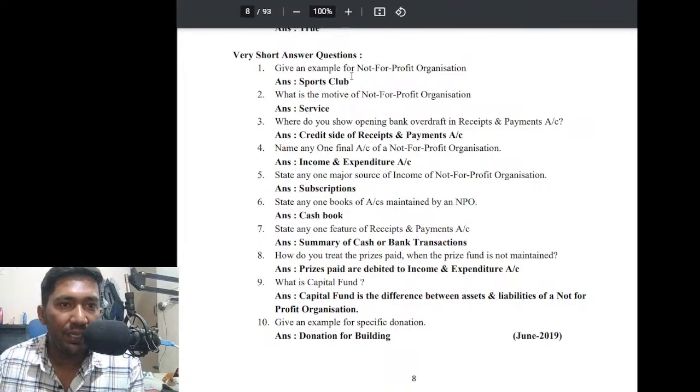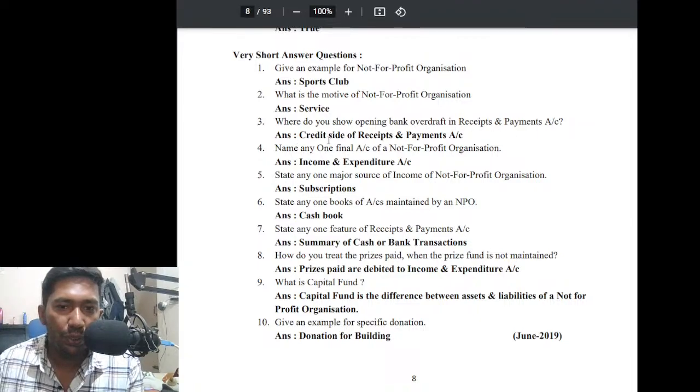Okay, we have Red Cross blood bank, Lions blood bank, hospitals which run on charitable trust, schools and colleges which run on charitable trust, and sports clubs also. So all these are not for profit organizations, and the main motive of a not for profit organization is service. Okay, the main objective.